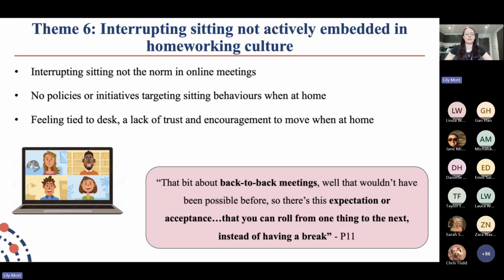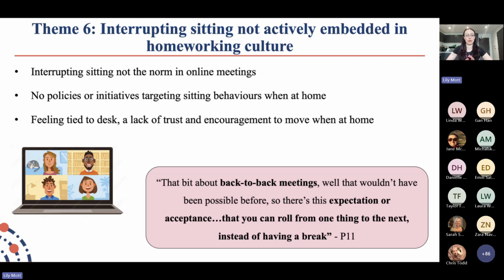And then the final theme was that interrupting sitting was not actively embedded in home working culture. As we know, interrupting sitting is usually not normal in online meetings, and that meant that people felt quite tied to their desk. Also, meetings were back to back and would run over, which would limit the opportunity to take a step away from the desk.